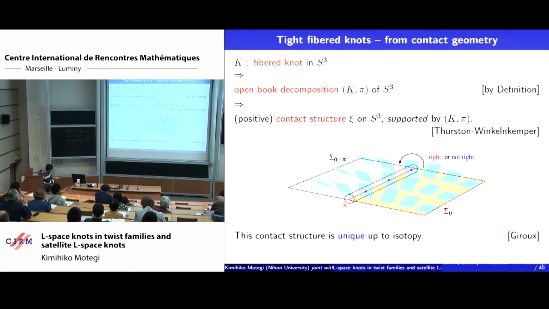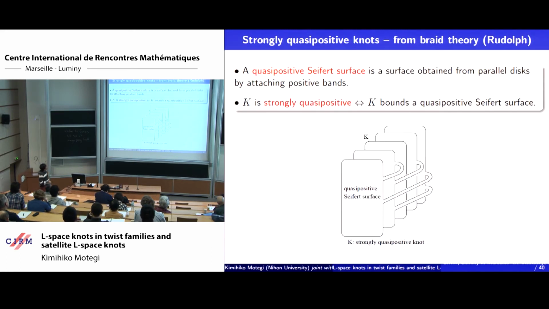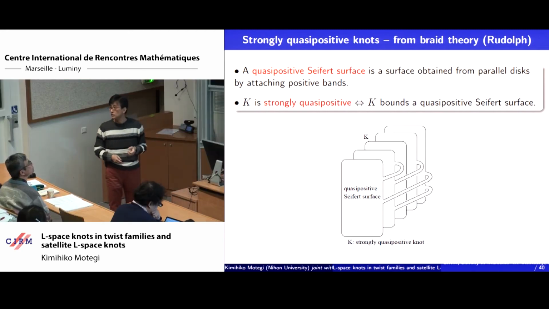So this means that each fibered knot can be classified as tight fibered or not, depending upon whether the corresponding contact structure psi is tight, meaning that there is no overtwisted disk, or not. So the next notion is strongly quasi-positive knots, which was introduced by Rudolph from braid theory.